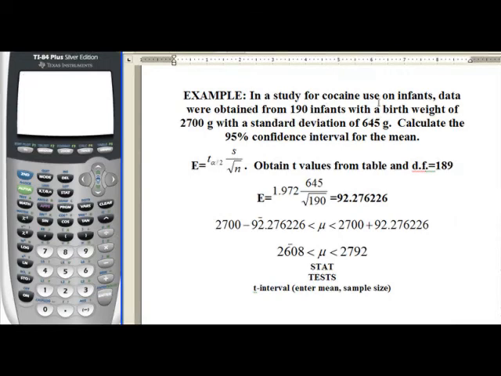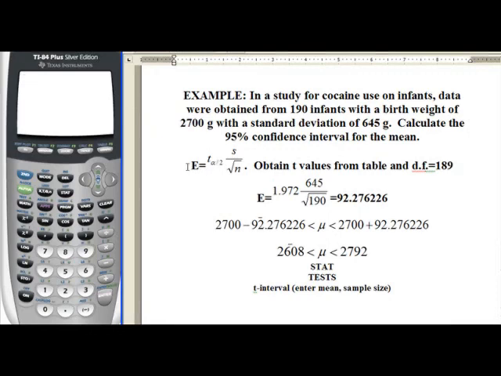In a study for cocaine use on infants, data were obtained from 190 infants with a birth weight of 2,700 grams with a standard deviation of 645 grams. So these are both sample parameters, sample statistics, 2,700 and 645. And they want you to calculate the 95% confidence interval for the mean.